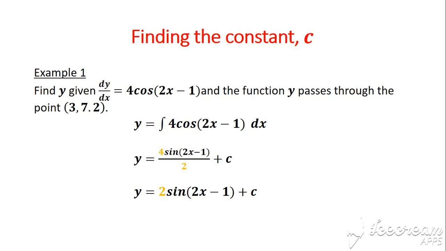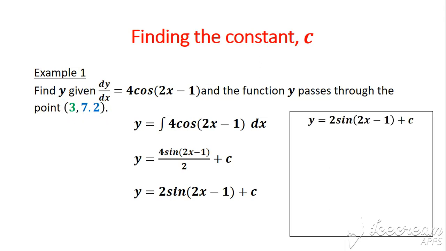Now 4 divided by 2 cancels to 2, so we simplify it down to y equal to 2 sine bracket 2x minus 1 plus c. Right, now we're going to use this extra information, the point that it passes through, 3, 7.2, to find out the value of c. So let's write down our function so far, and when we see a y, we substitute in 7.2, and when we see an x, we're going to substitute in the number 3.